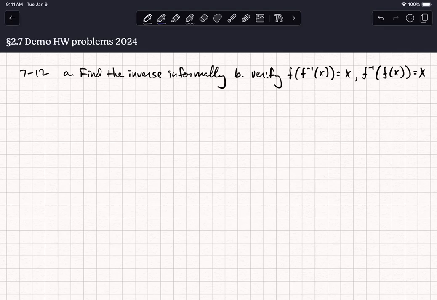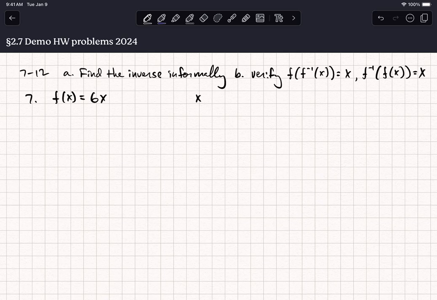Problems 7 through 12, you're going to first find the inverse informally and then verify that f of f inverse of x gives you x and f inverse of f of x gives you x. For 7, f of x is 6x. So I'm going to find a function that undoes that.